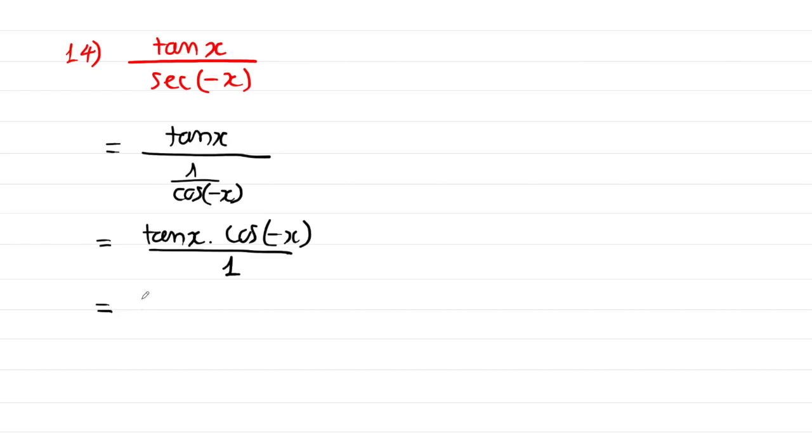What is tan? Sine x over cos. So what is cos minus x? Cos minus x will be equal to cos x only, and then they are the same. So sine x here.